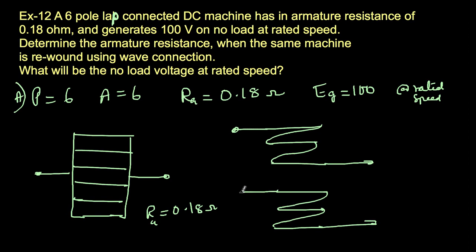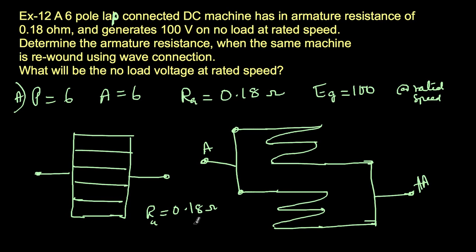And then this will become another parallel path. So I connect these two, and this is my total armature now. So this is A and A, starting and ending of the armature. So this is what is happening when I convert a 6 pole lap winding to 6 pole wave winding.